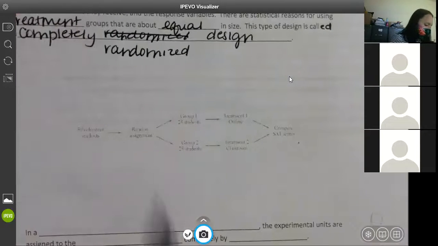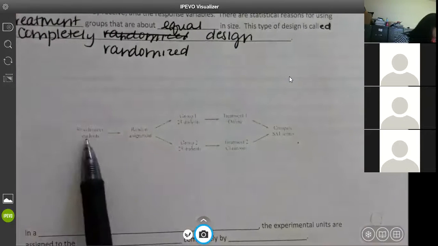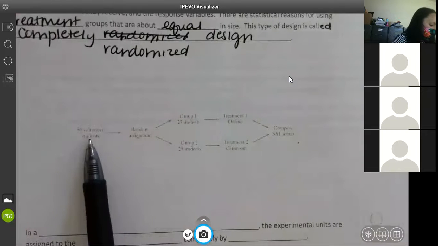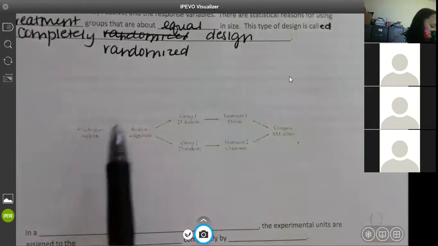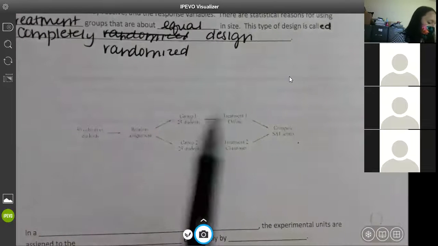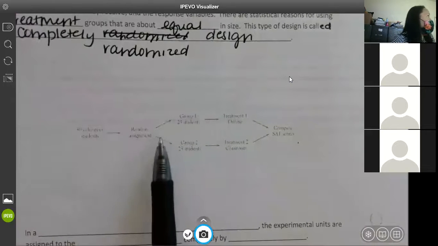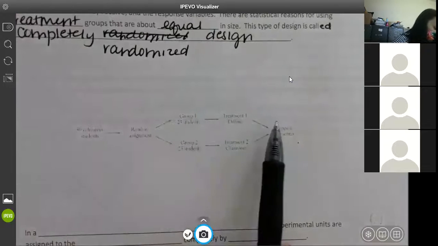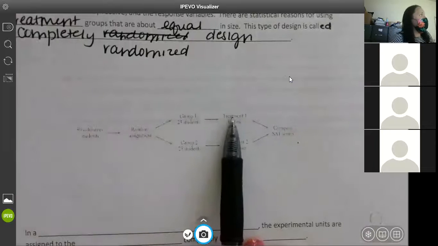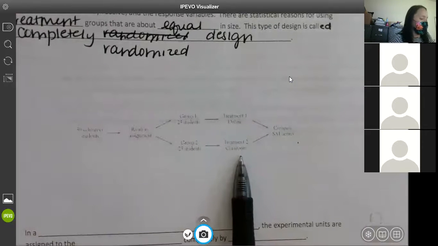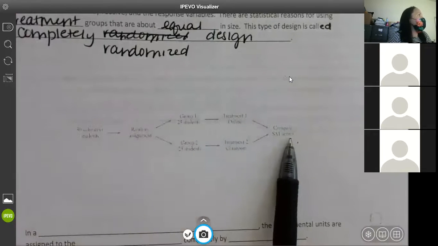Okay. So they had 50 volunteer students. This is for the SAT. They randomly assigned them to two groups, 25 students and 25 students. You have to know how to do this because you are going to be making your own little chart soon, okay? The first group got the online, that's what you said. The second group got the classroom, and then they compared the results, the SAT scores.